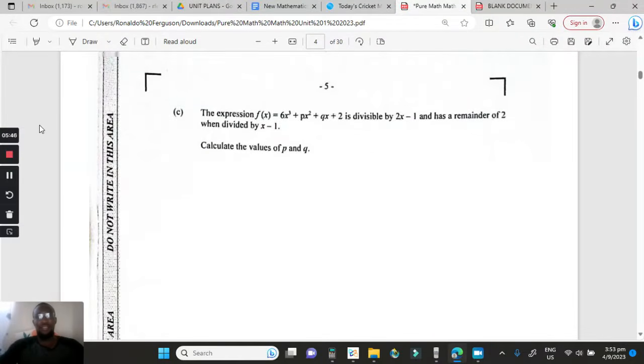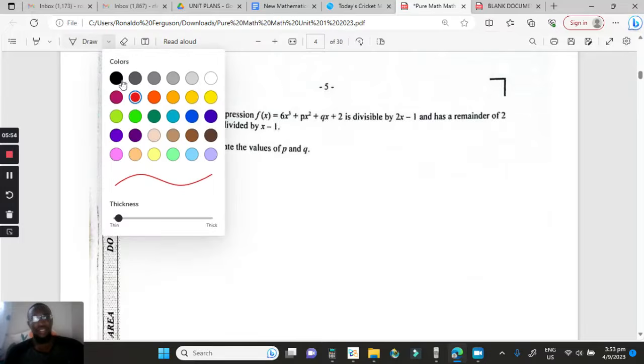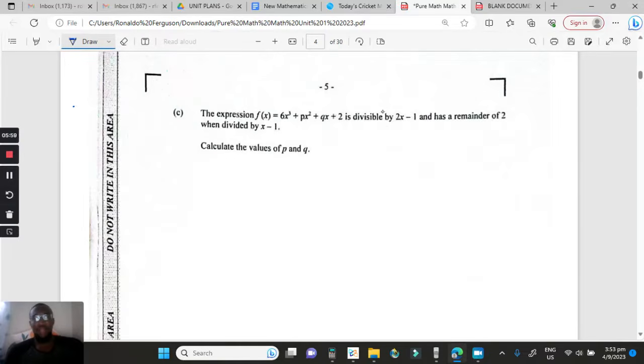Part C. It says the expression f of x is a cubic polynomial that's divisible by 2x minus 1. First thing, once they tell us it's divisible by something, write down what we know. Automatically, you'd set 2x minus 1 equals 0. Transpose for x and you get x equals a half. Since it's divisible, they're telling us f of a half is equal to naught.